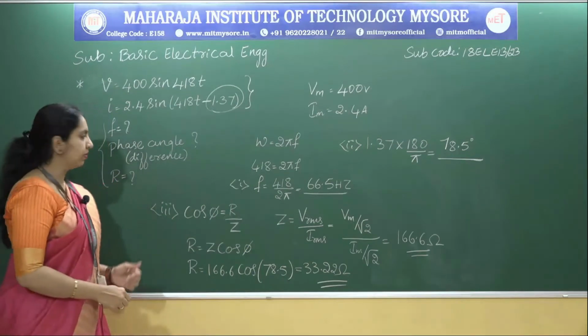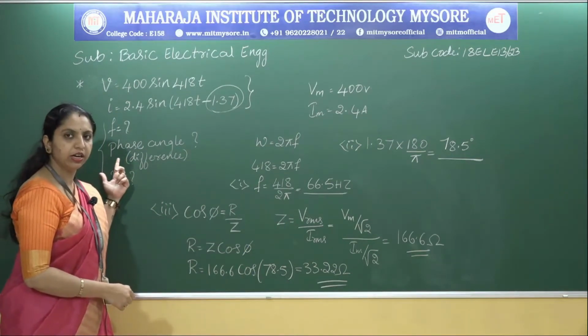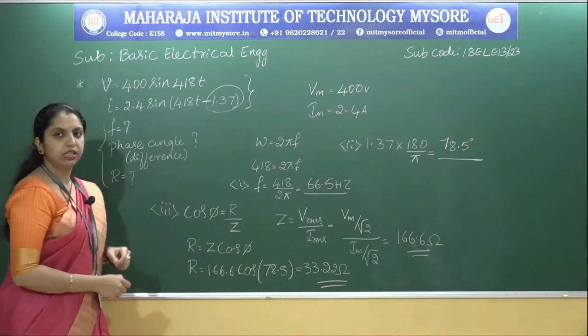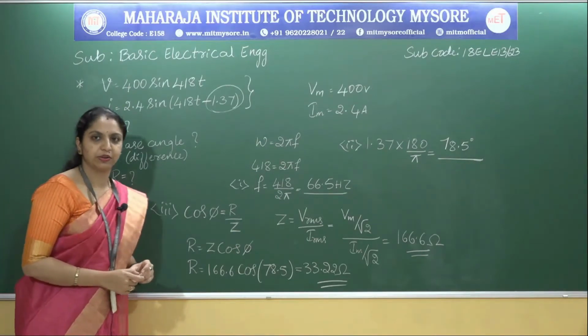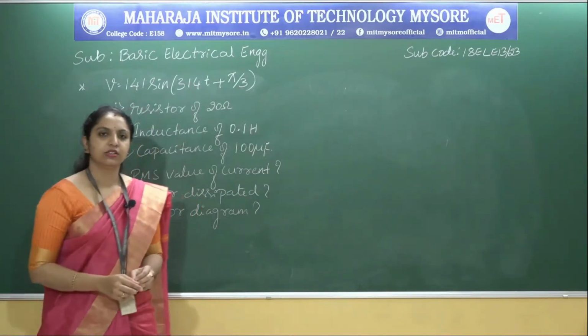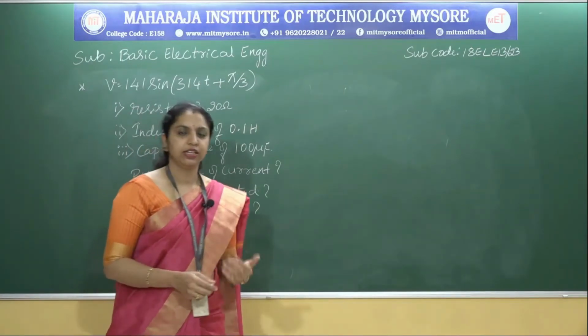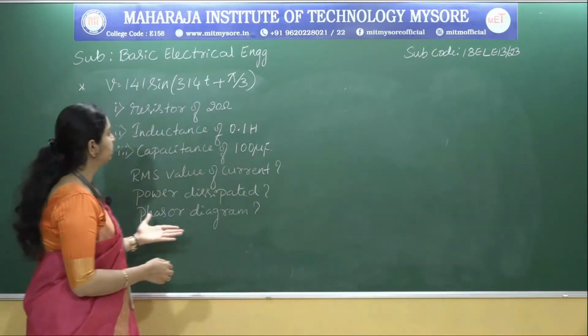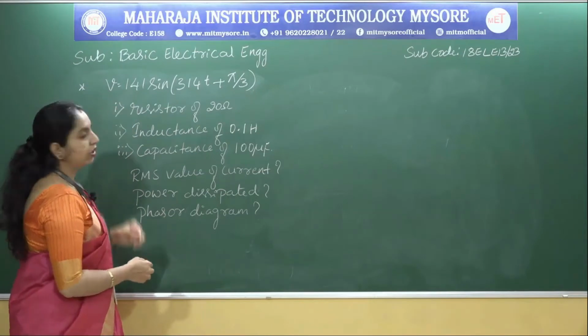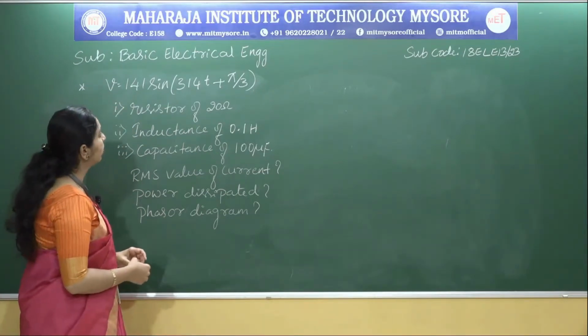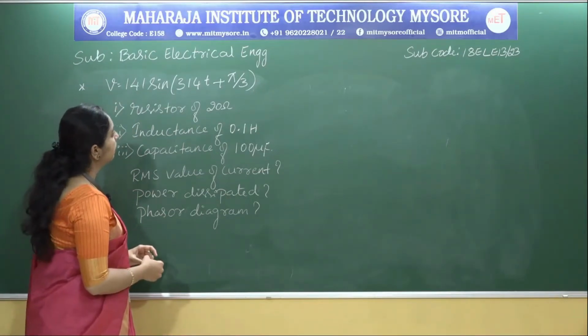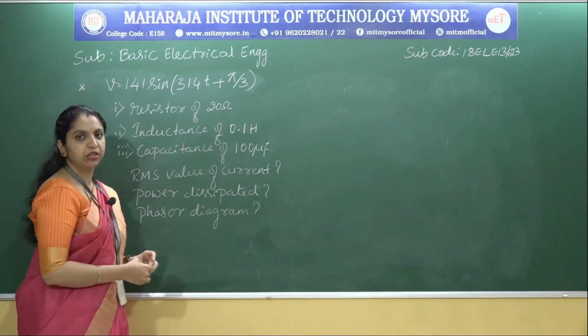So finally we have calculated the frequency and the angle difference. Next is resistance of the circuit. Now we shall move on to the next problem. These are the values provided, and the applied voltage V is equal to 141 sin(314t + pi/3).